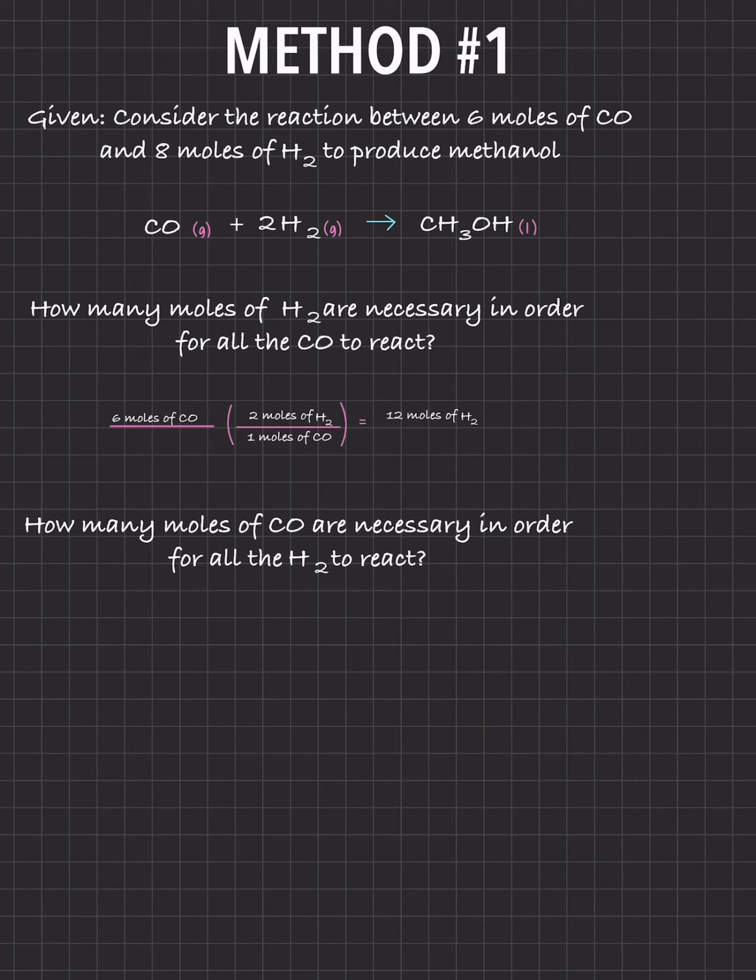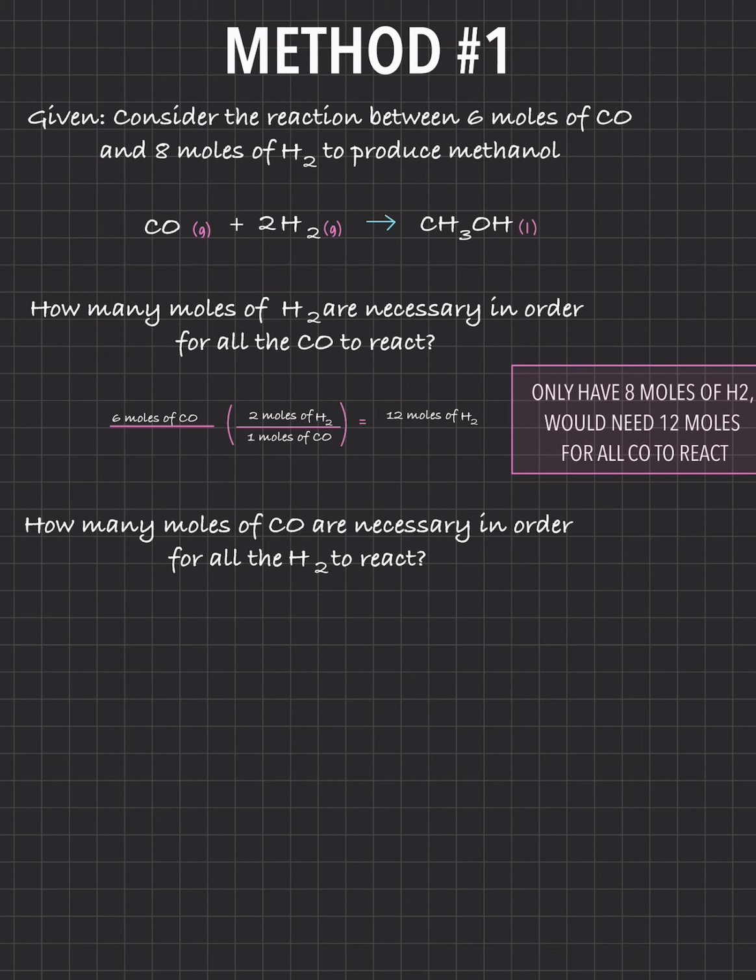Some of you are like, okay, so what? Well, you have 8 moles of H2. In the problem it says you have 8 moles, but you would need 12 moles of H2 for all the CO to react. So what does that indicate? You only have 8 moles of H2 and you need 12 moles for the CO to react. So if you would need 12 moles, that means your H2 is going to be your limiting reactant because you only have 8 moles of H2.